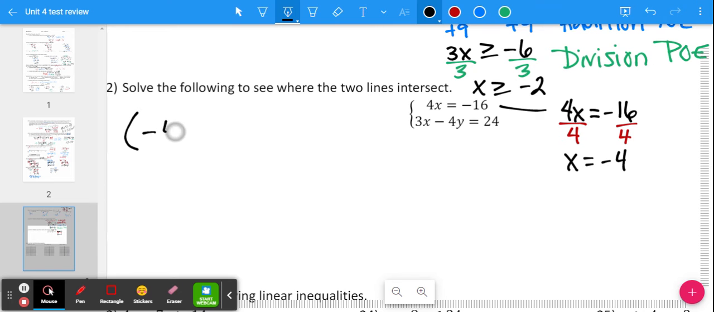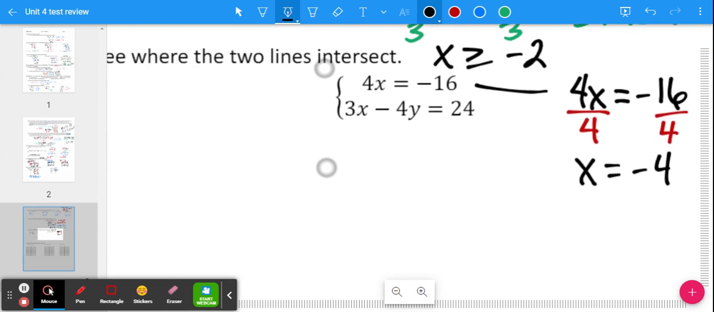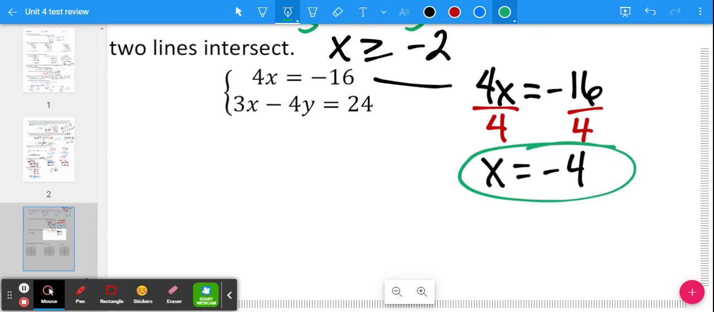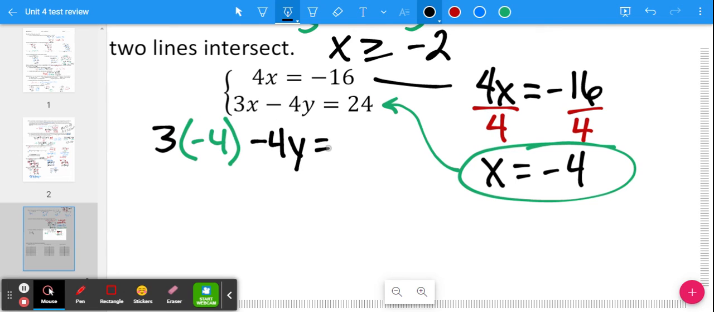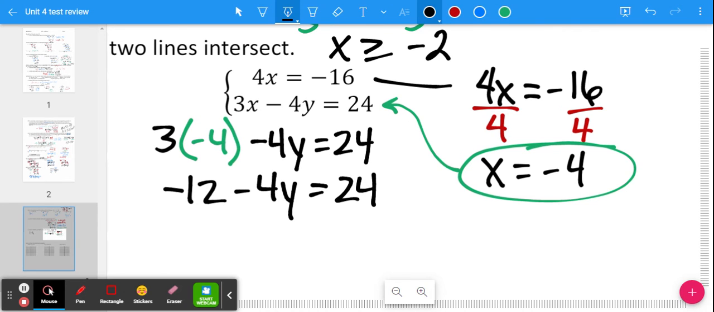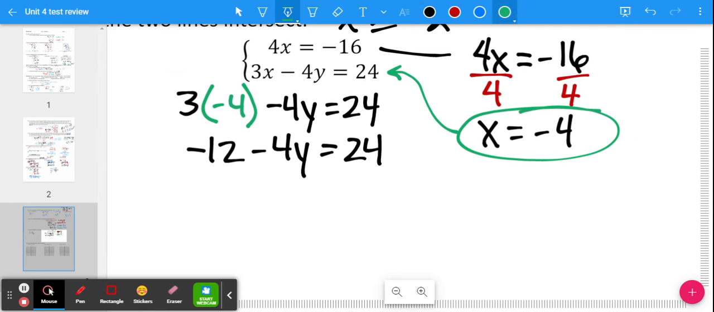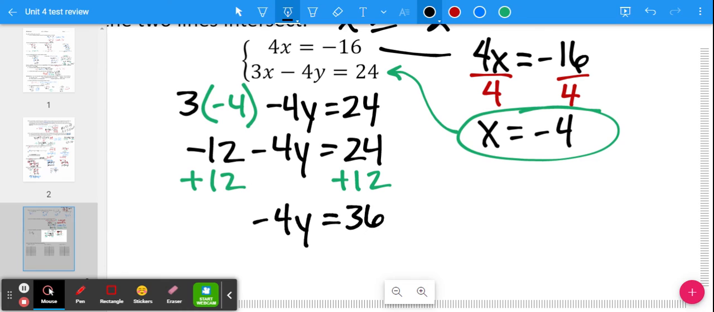Now I have to plug it back into the equation that has a y so that I can figure out the y value. So I'm going to plug it back into this equation, which leaves me with 3x is -4 minus 4y equals 24. So 3 times -4 is -12. The opposite of the -12 is a +12. And then to get rid of the coefficient, you divide.